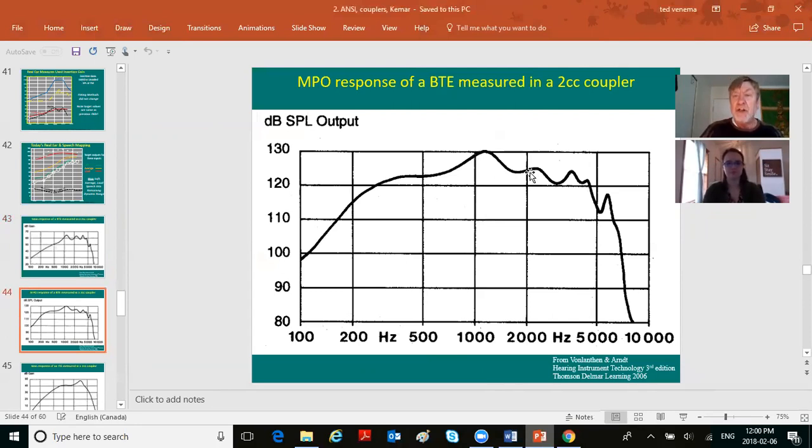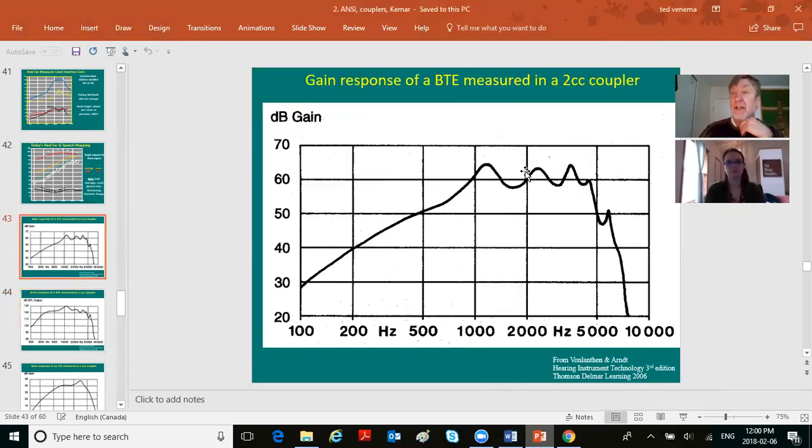What's my gain over here where my cursor is now? Well, the output's 125. What was my input? 90. 125 minus 90 is 35. I guess that must be my gain. Okay? So now let's look at full-on gain.